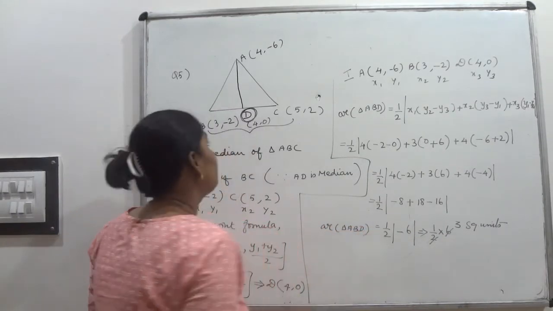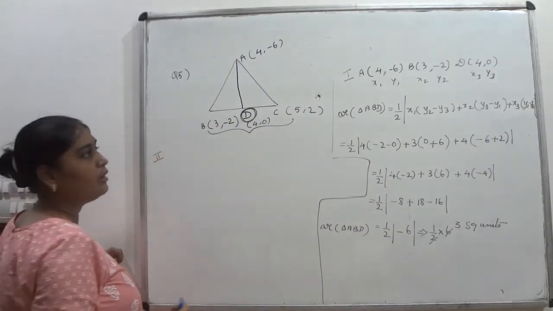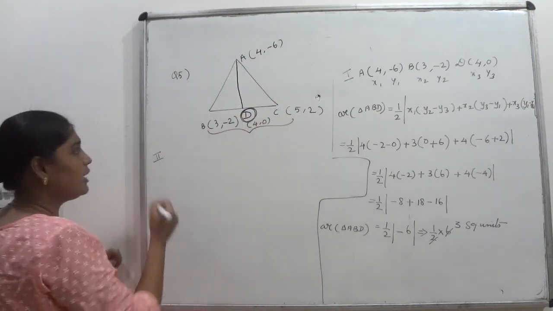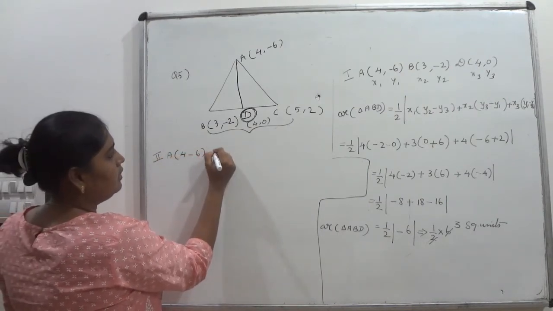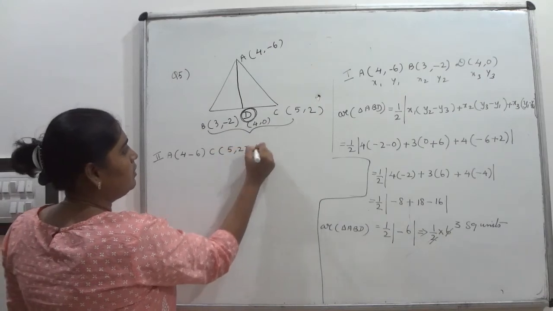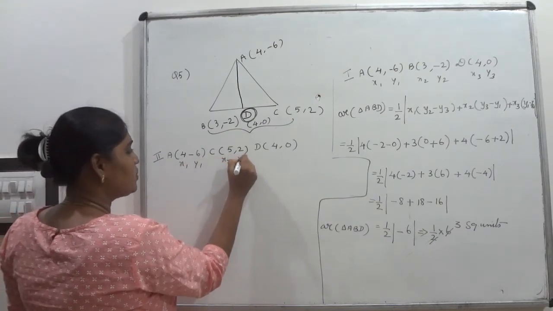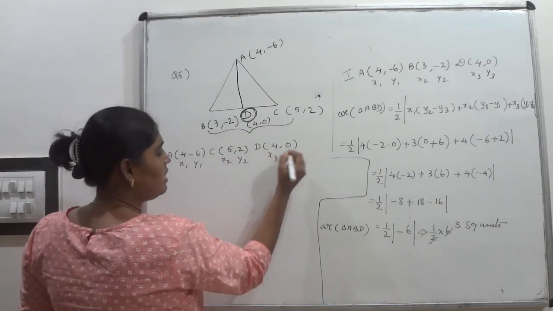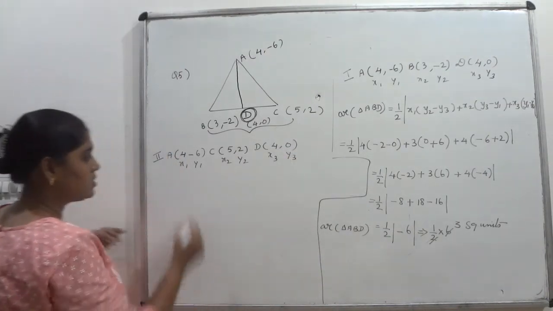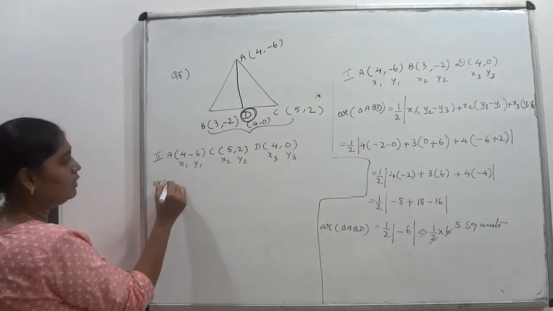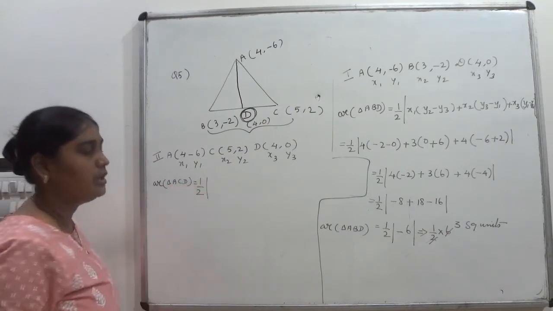Next step, I am going to find the area of ACD also. Second step, I am going to find the area of triangle ACD. So write the coordinates: A 4, -6, C 5, 2, D 4, 0. Mark x1, y1, x2, y2, x3, y3. For every triangle you have to write x1, y1, x2, y2, x3, y3 for the given points. Then apply the area of triangle formula that I have already written. So I am just applying the values in the formula.